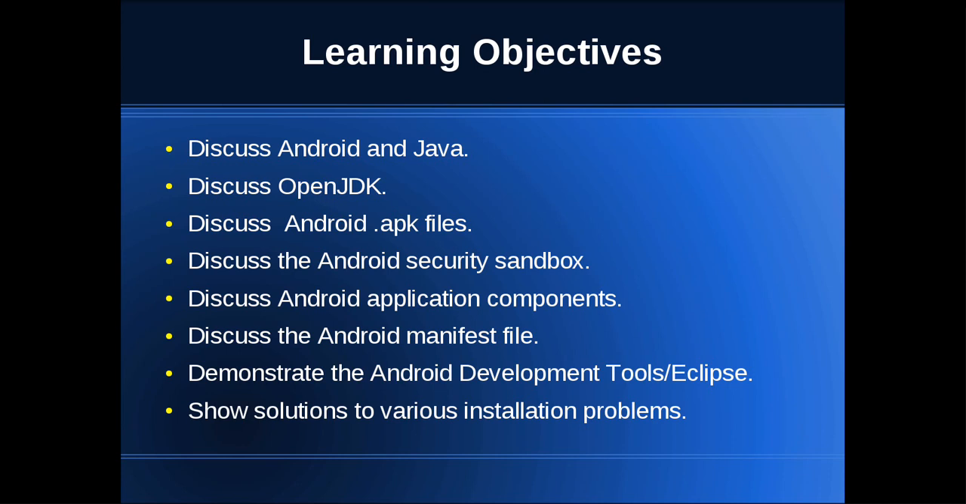The objectives we're going to hit: we're going to discuss Android and Java. We're going to discuss OpenJDK. We're going to discuss Android .apk files. We'll discuss the Android security sandbox. We'll discuss Android application components. We'll discuss the Android manifest file. We'll demonstrate the Android development tools, which are abbreviated ADT, and we'll demonstrate Eclipse. And then we'll show solutions to various installation problems that I had when I was trying to get my setup up and running.